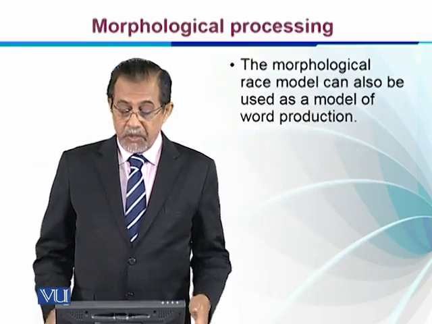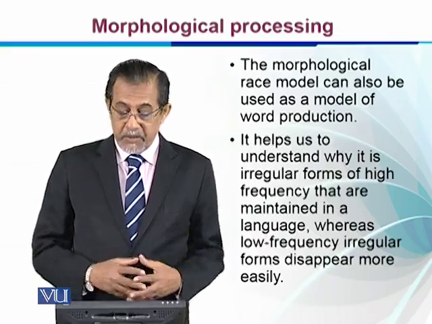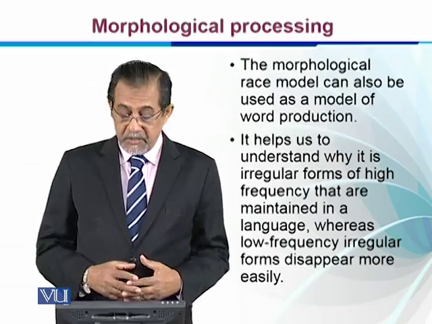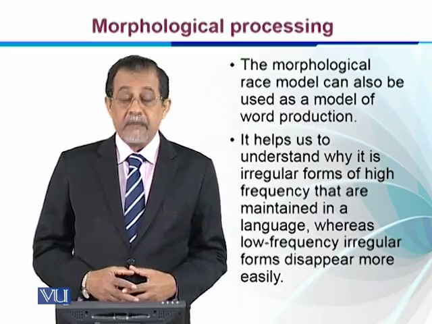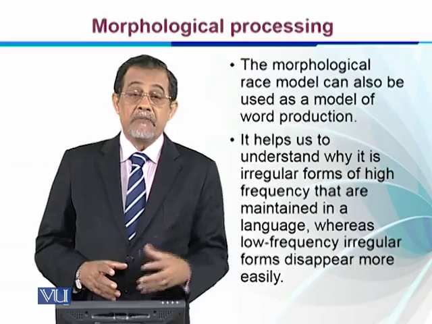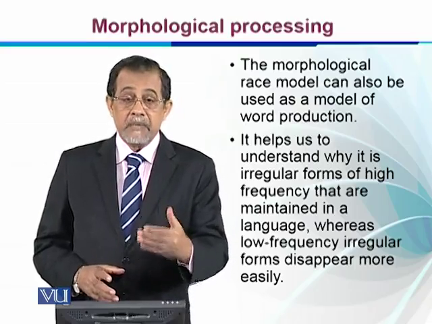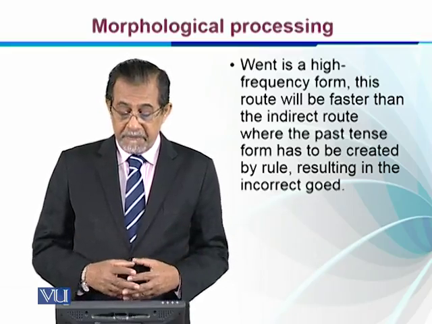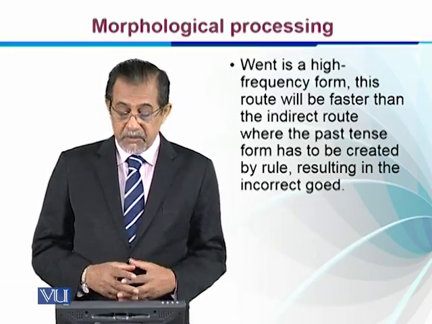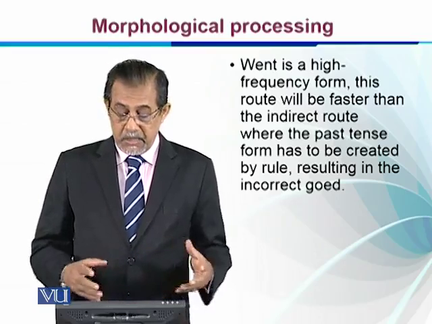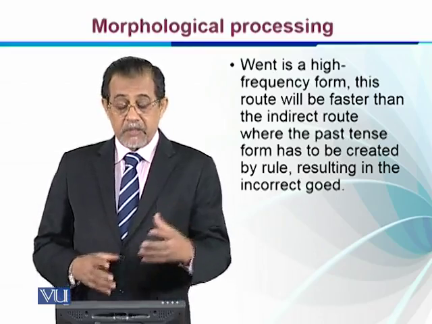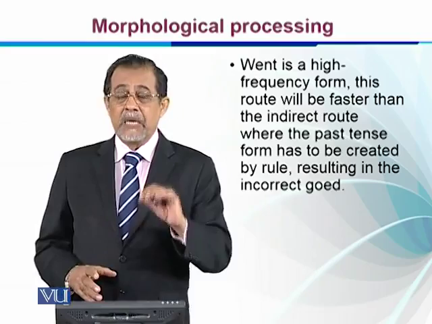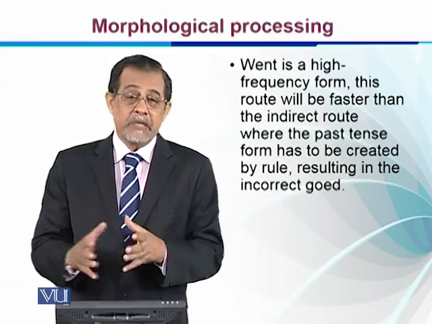The morphological race model can also be used as a model of word production. It helps us to understand why irregular forms of high frequency are maintained in a language, whereas low frequency irregular forms disappear more easily. So obviously the irregular words which have a low frequency ultimately disappear from a language. For example, went is a high frequency form. This route will be faster than the indirect route where the past tense form has to be created by rules, resulting in the incorrect goed. Right? So what we have seen so far is that the frequency of the word makes the words ready for use because its activation level is very fast.